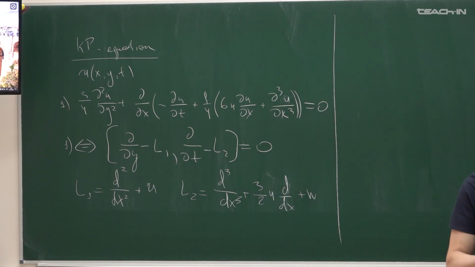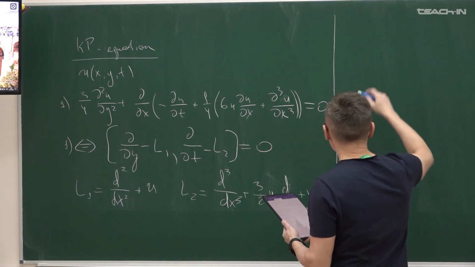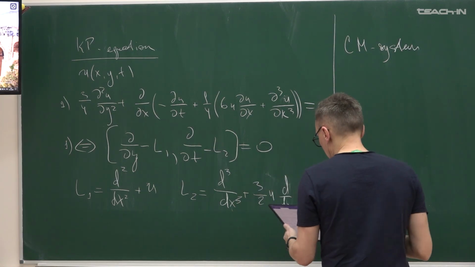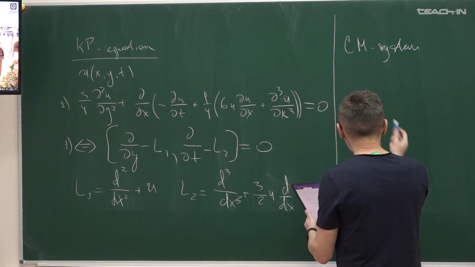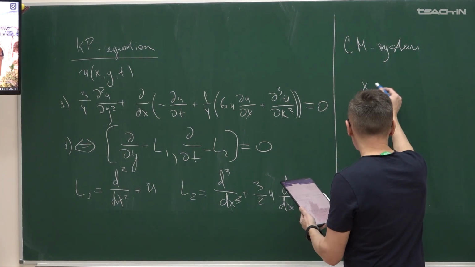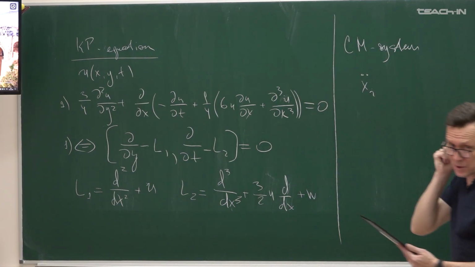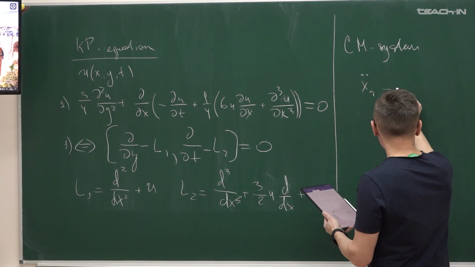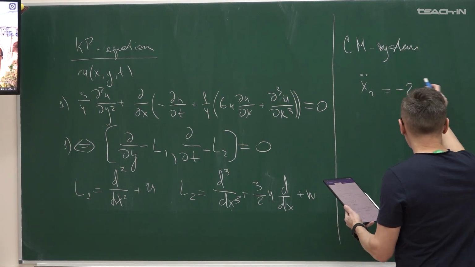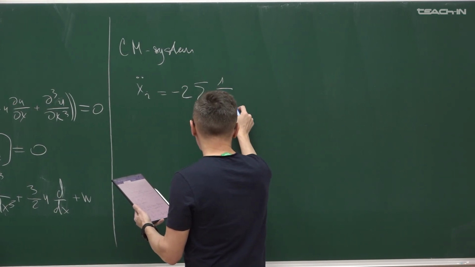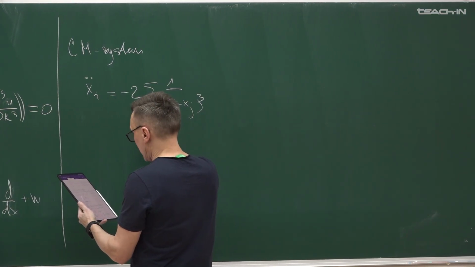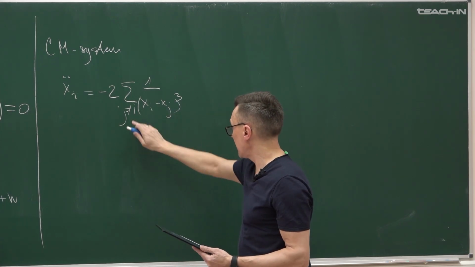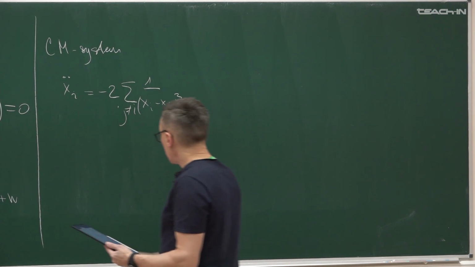And another object was the Calogero-Moser system. The Calogero-Moser system is a system of ordinary equations. So it is written on variables x_i, which are positions of some particles on the line. And it is written in the following form: x_i double dot equals a sum of terms with 1 over (x_i minus x_j) to the power 3, with the sum over all j which are not equal to i.